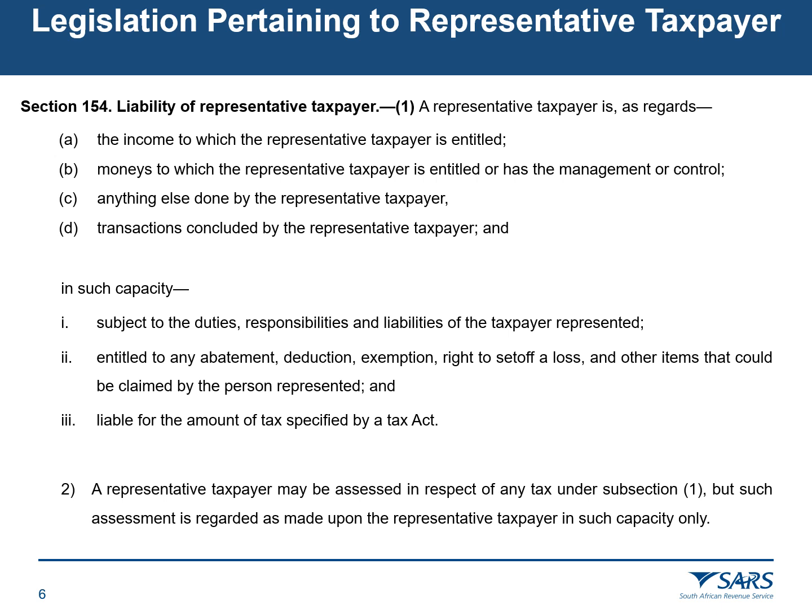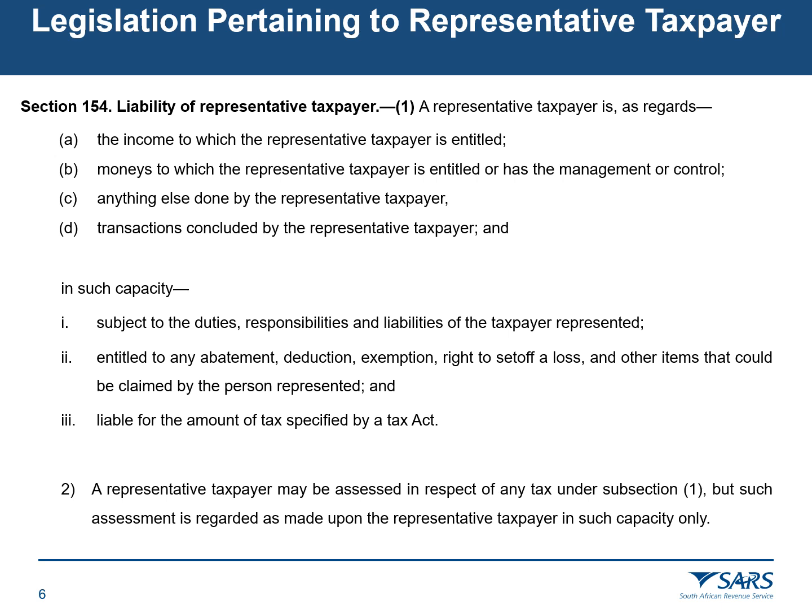Section 154, Liability of representative taxpayer. A representative taxpayer is, as regards the income to which the representative taxpayer is entitled, monies to which the representative taxpayer is entitled or has the management or control, anything else done by the representative taxpayer, transactions concluded by the representative taxpayer, and, in such capacity, subject to duties, responsibilities, and liabilities of the taxpayer represented, entitled to any abatement, deduction, exemption, right to set off a loss, and other items that could be claimed by the person represented, and liable for the amount of tax specified by a tax act.